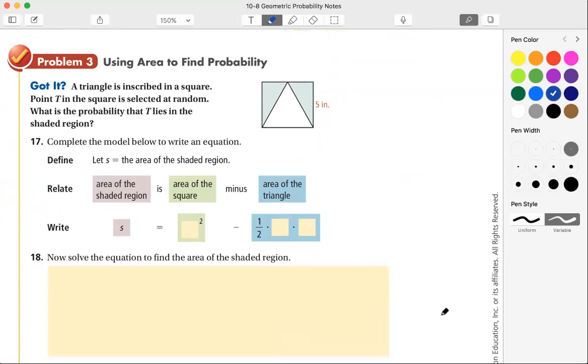All right, let's use areas now. A triangle is inscribed in a square at point T. Point T, this is inscribed. Point T is in the square, selected at random. What is the probability T lies in the shaded region? First, we need to find the area of the shaded region, which we'll call S.